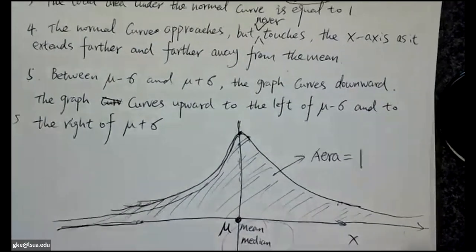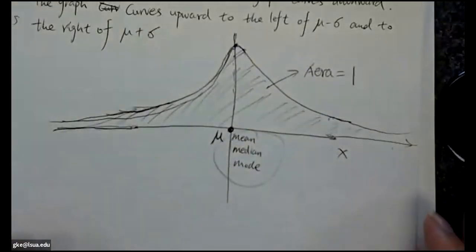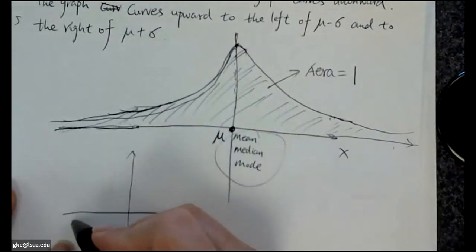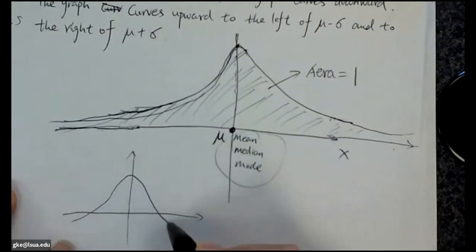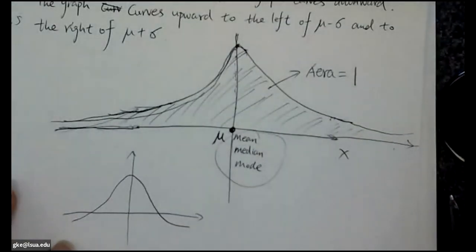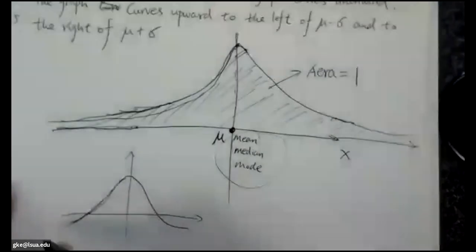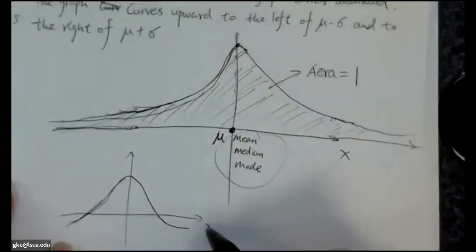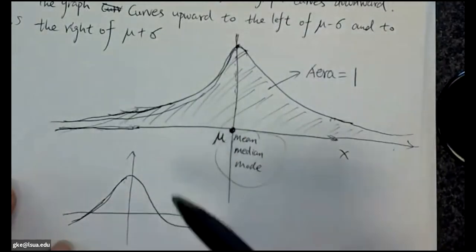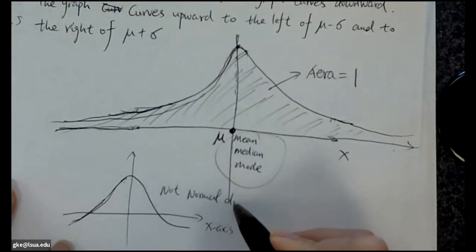So next time, if I give you this kind of curve, and somebody asks you, is that a normal distribution or not? No, because you can see the curve crosses over the x-axis. That means that is not a normal distribution. Not a normal distribution. Okay, be careful.